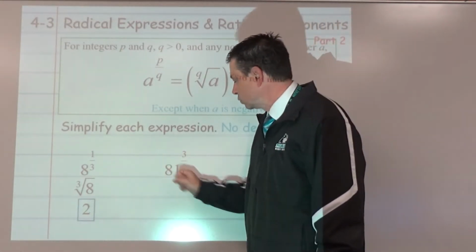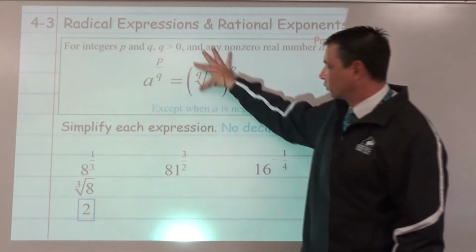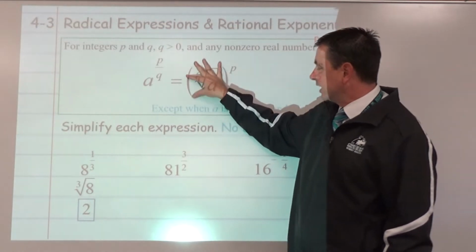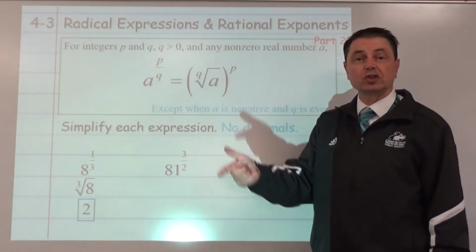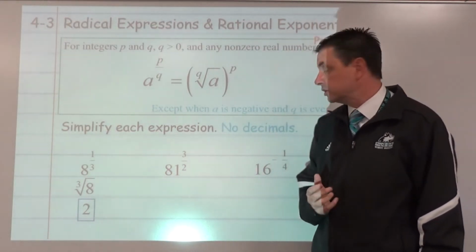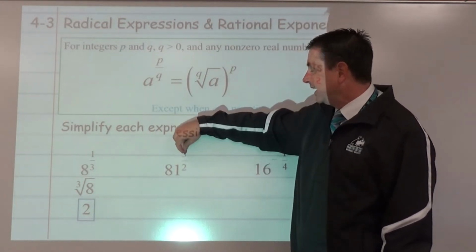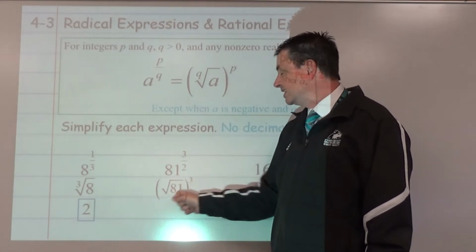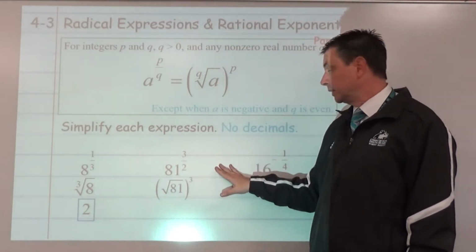Let's take a look at this one. 81 to the 3/2 power. Again, let's rewrite it as a radical. As a root, the denominator is the index. So square root. Again, if it's a second root, we don't need to write the 2. You can if you want to, but we don't need to. Square root 81 and then raise to the 3rd power. It's going to be easier if we take the root first, meaning that the power is outside of the parentheses.